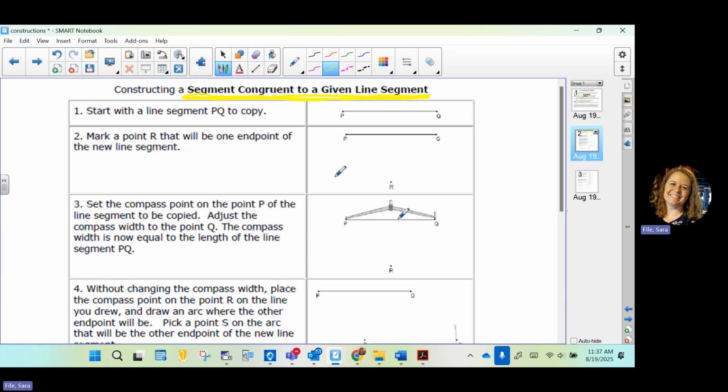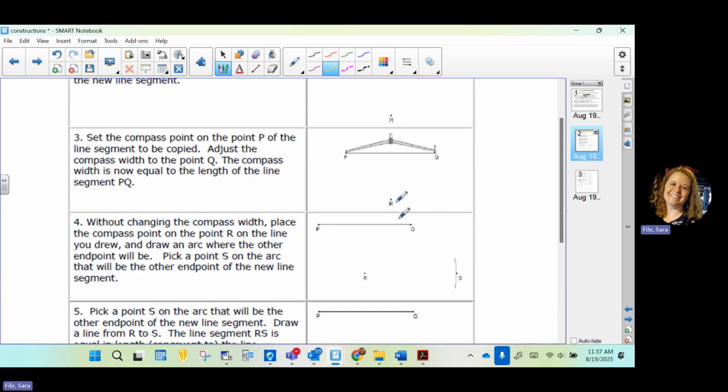Then you move the compass down here to point R. You put the point on point R, and then you use the lead side to draw an arc. You don't let the point move off of R. You put the point there and you just turn it. And if I turned it all the way around point R, what would I make? If I kept the point of the compass in one spot and I turned it all the way around, what shape would I make?